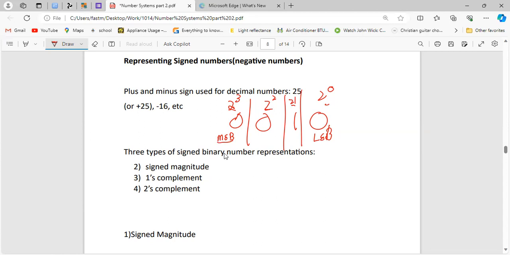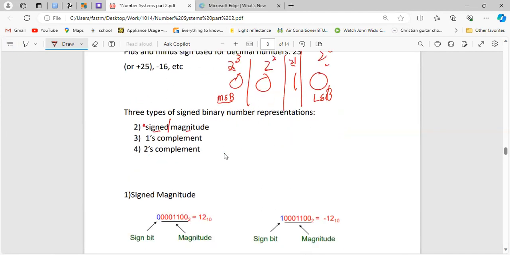But anyway, what happens when you add a negative sign? You have a bit, the most significant bit, that is used to let you know that it is a negative. So then we get into something called signed magnitude. You can cut it in half: sign and magnitude. So let's go into that one.